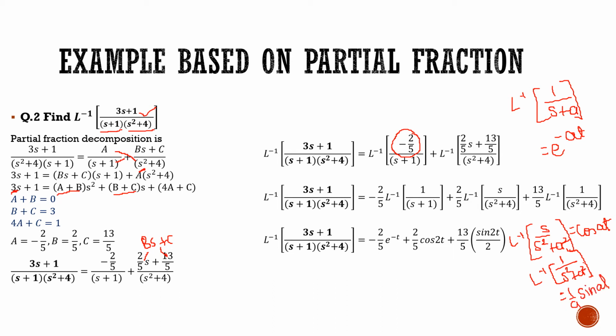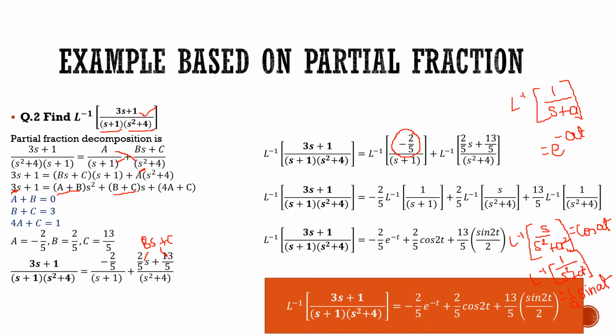So we use this formula and find the value of the inverse Laplace transformation, and this is our final answer: 2 minus 2 by 5 e raised to power minus t, plus 2 by 5 cos 2t, plus 13 by 5 sin 2t divided by 2. Because it should be 2 upon s square plus 2 square, and if it is 1 upon s square plus a square, it will be 1 upon a sin at. I hope you understand question number 2, and now let's go to the next part, question number 3.